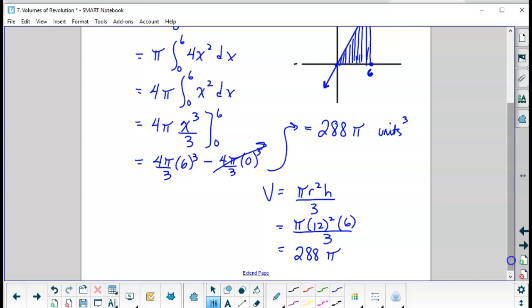288 pi. Okay, so when it's a three-dimensional shape that you already know the formula for, it's actually easier to do it that way, but they're not always going to be a cone or a cylinder or a prism or a sphere. Okay. Case in point, the next one.